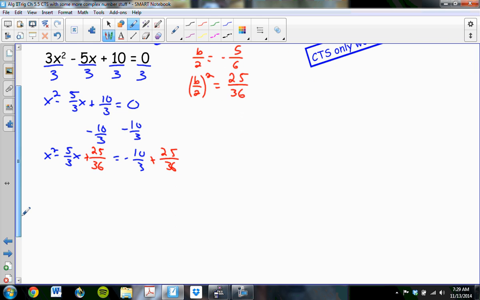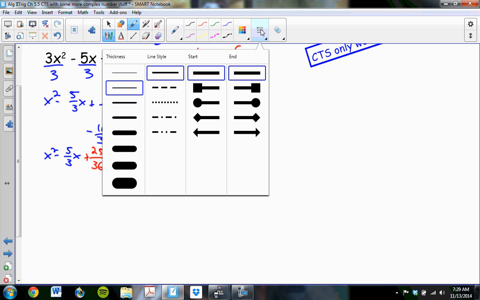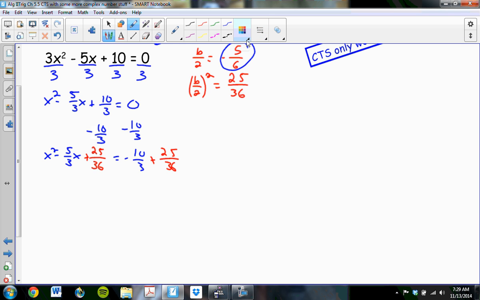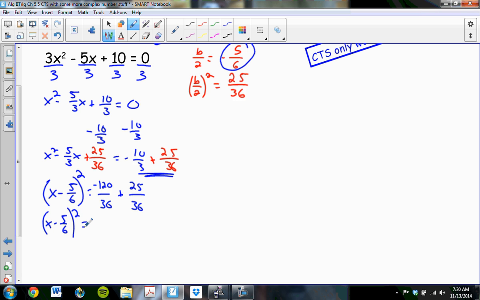But when I factor the left side, it's going to factor still into this. Still factoring that b over 2 term. So it's going to be (x - 5/6)² = ... I want to make these have common denominators, so they're both going to have 36's on the bottom. Well, this one stays 25. This is going to become times 12, so -120. So I get that (x - 5/6)² = -95/36.